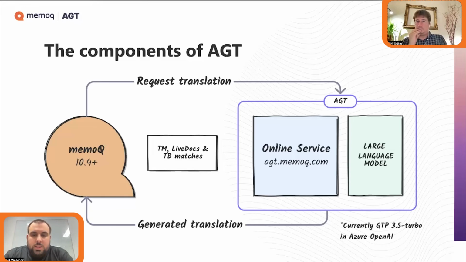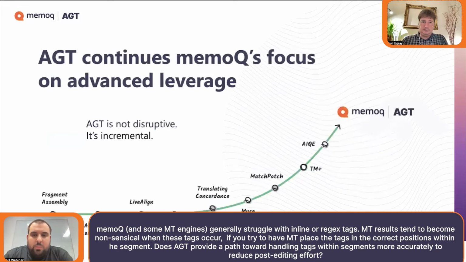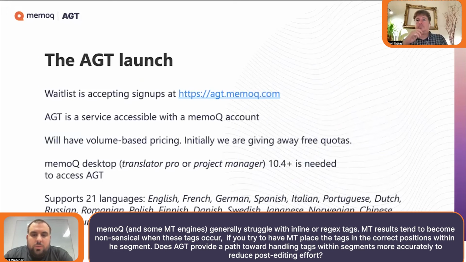Thank you. The next one is memoQ and some MT engines generally struggle with inline or regex tags. MT results tend to become nonsensical when those tags occur, if you try to have MT place the tags in the correct position within the segment. Does AGT provide a path toward handling tags within segments more accurately to reduce post-editing efforts?